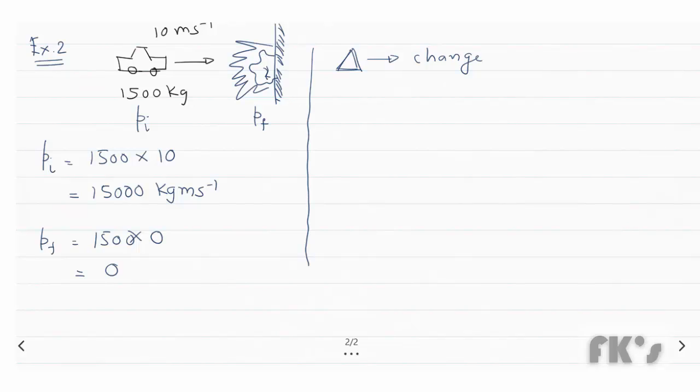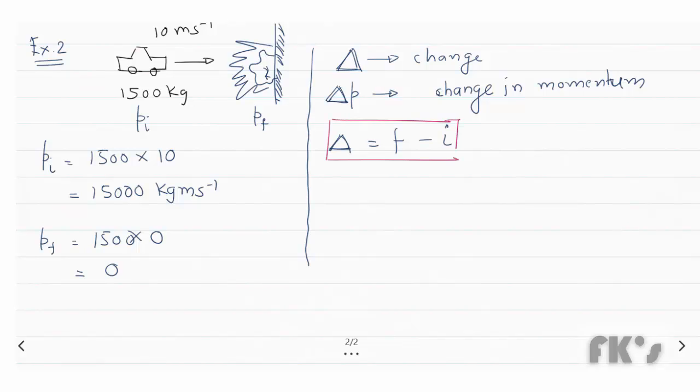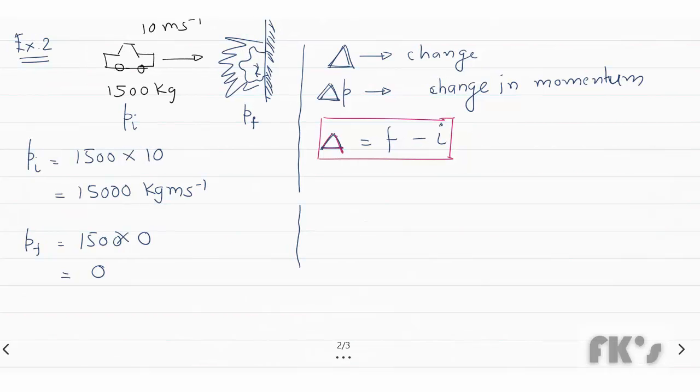That's the notation delta. If I write delta in front of p, I mean the change in momentum. So delta p is change in momentum. Always remember, whenever we calculate something like change, it is always the final condition minus the initial condition. It's an important factor. So the change in momentum would be equal to the final momentum minus the initial momentum.